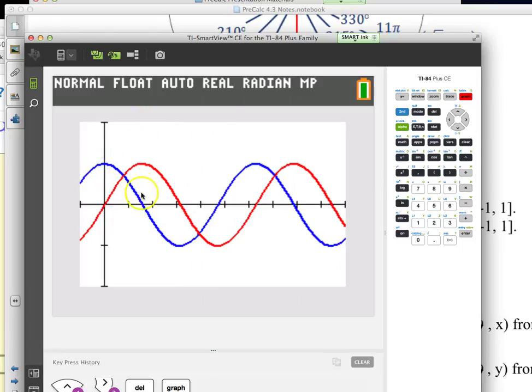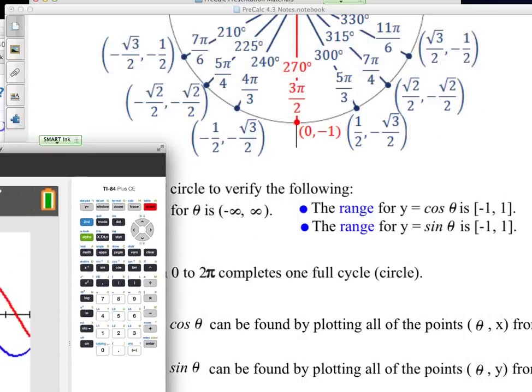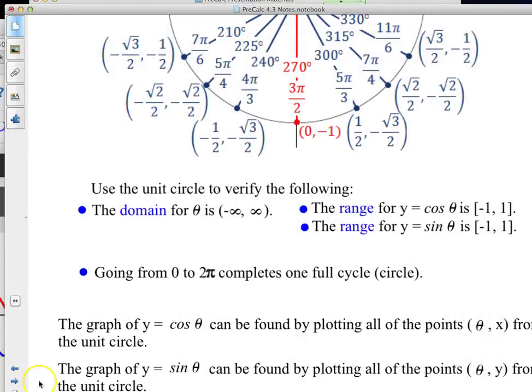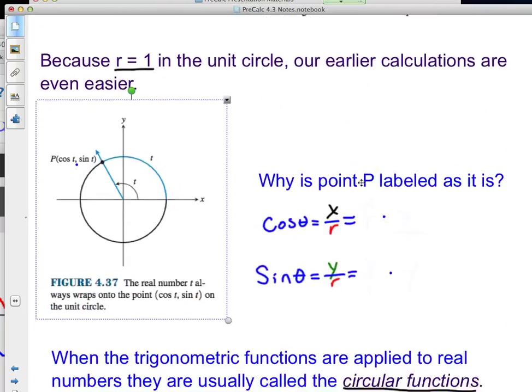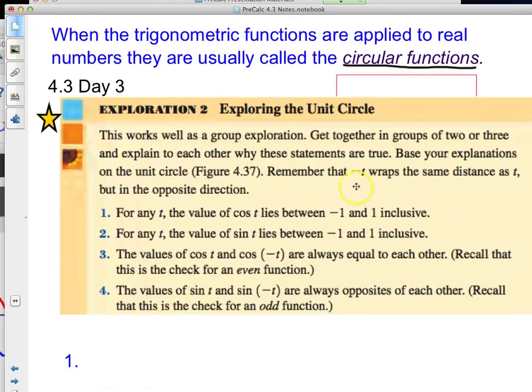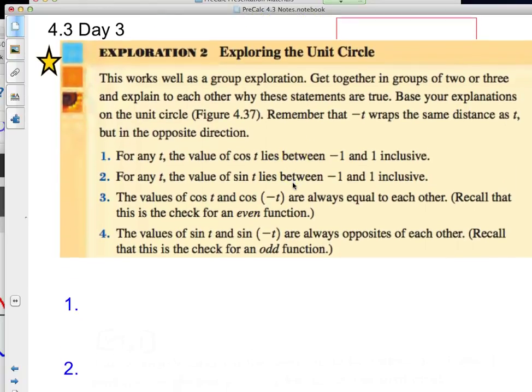Keep in mind, cosine is even, sine is odd, because it goes through the origin, and it keeps repeating. And so that's going to be a useful thing for us in our future. Okay, so we've got an idea what that function looks like. And now let's go back in our notes, talk about our exploration.